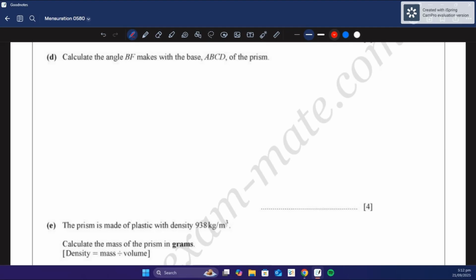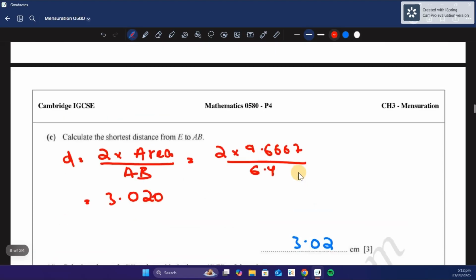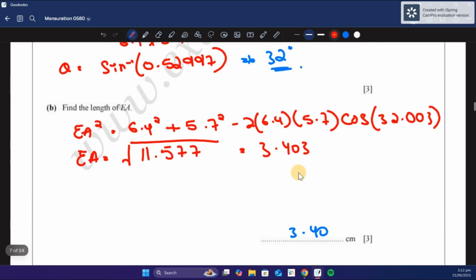Okay, so we're going to use tan, which is opposite over adjacent. So we need both the sides, we need the opposite side and the adjacent side. So we're going to say tan theta is equal to 5.7 sine 32, which is the angle. This is basically the calculated side that we've already calculated.